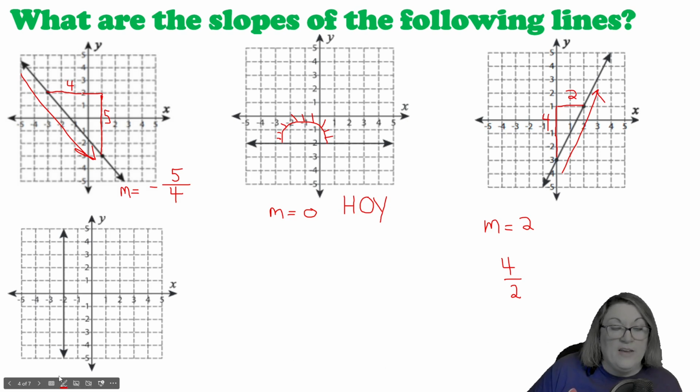The last one is a vertical line. Vertical lines have a slope of undefined. You just need to remember that so that you can write it down. When they're asking you what's the slope of the line, you will know that this one's an undefined slope.